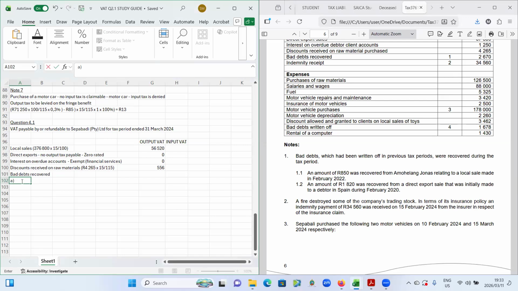So recovered from Amohelang. So this one we can pay output tax. It's 850 Rand multiplied by 15 over 115 because the amounts include VAT. So how much output tax must be levied here? $111, 111 Rand.